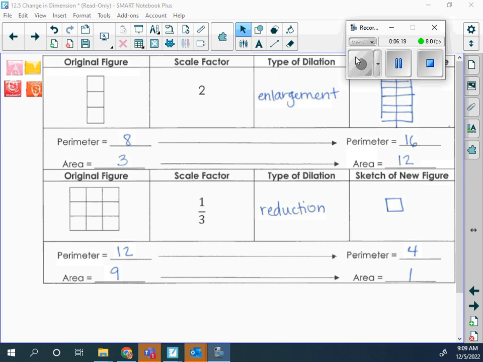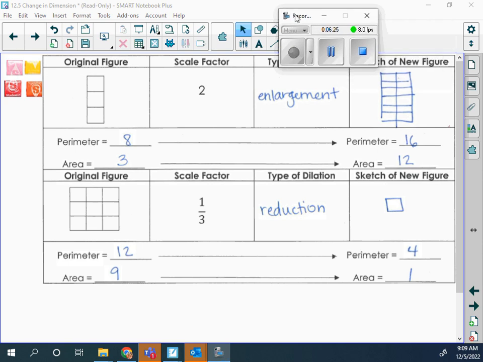Okay, guys. You should have gotten that number 3 was an enlargement. Should have looked something like that. Original perimeter was 8. The new one was 16. Original area 3. The new one is 12. Questions? Okay. The next one, it was 1/3.